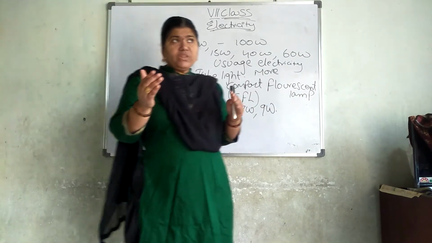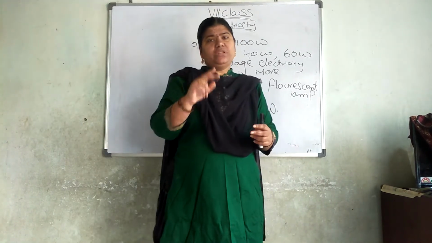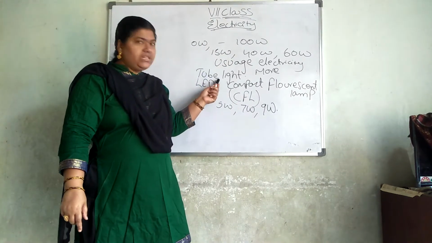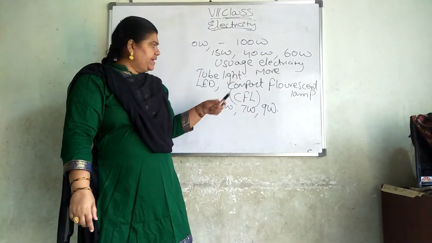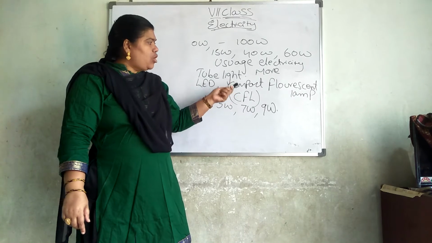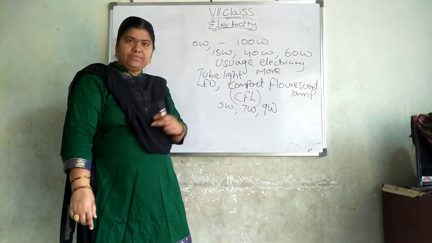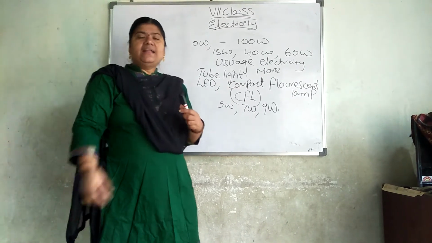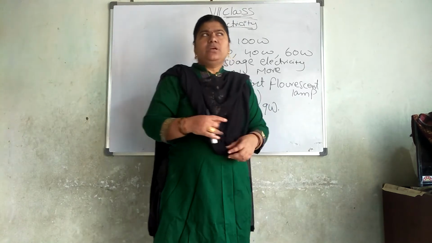So, to save the electricity, two things you can use. One, you can go with the tube lights, or the second thing you can go with the compact fluorescent lamps. Did you understand? And the next one is what we have to see.